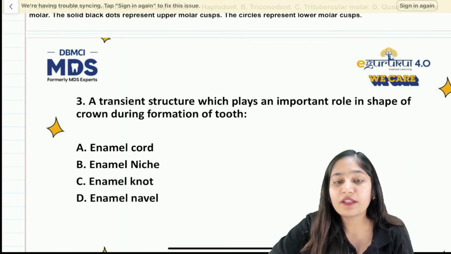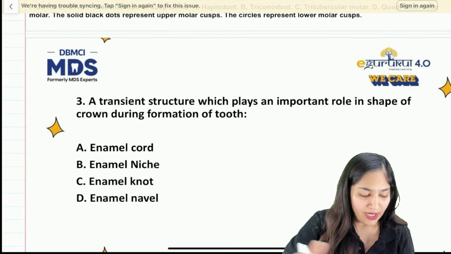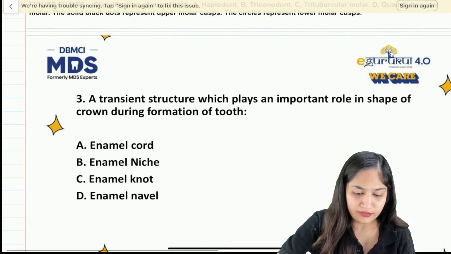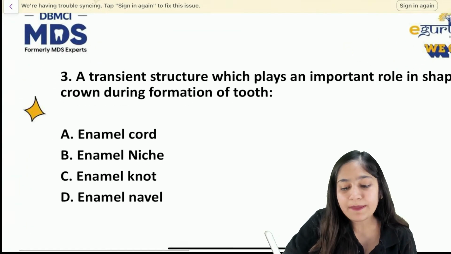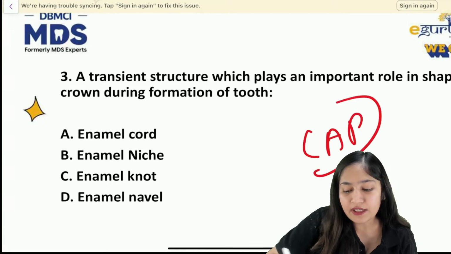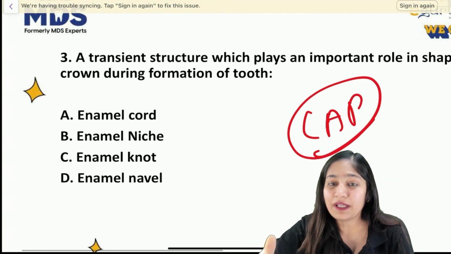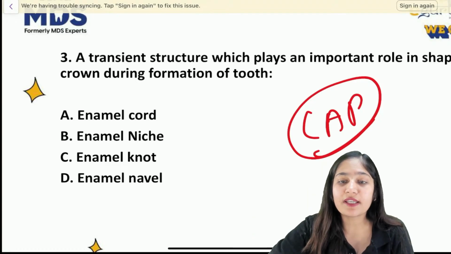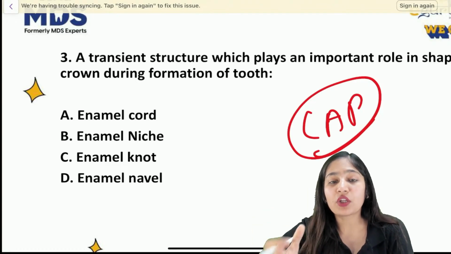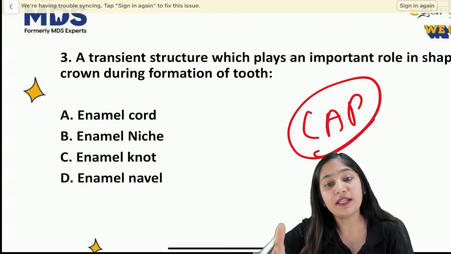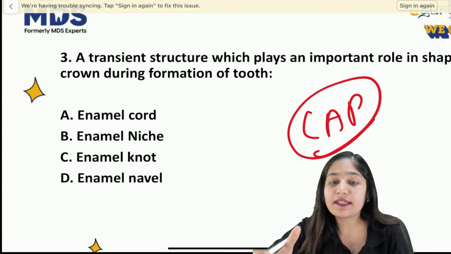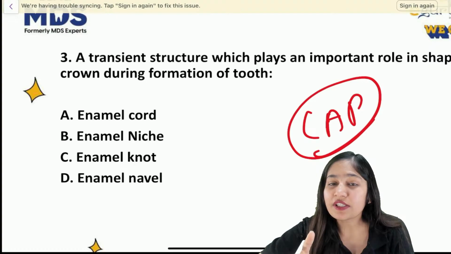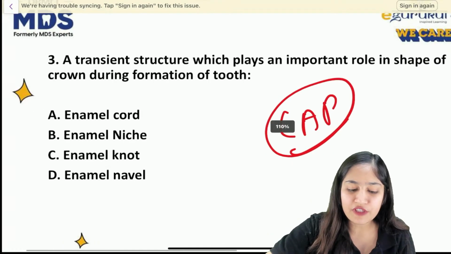Now coming to our next question, a transient structure which plays an important role in the shape of the crown during the formation of the tooth. So what are transient structures? These are mainly present in which stage? Cap stage. They are mainly present before the formation of enamel. So which are the transient structures? Enamel knot, enamel cord, enamel septum and enamel navel, right? Amongst these, which transient structure plays an important role in formation of the shape of the crown?